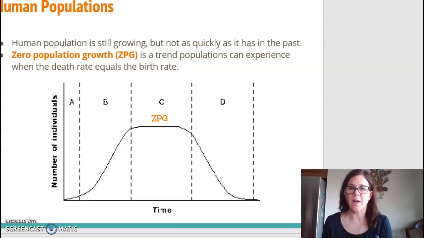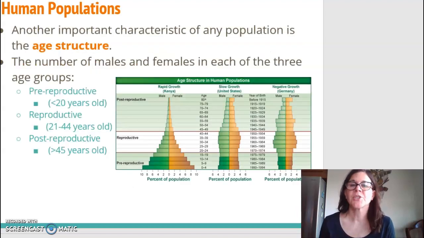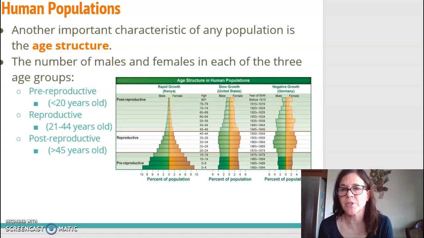So human populations are still growing, but not as quickly as in the past. This is a larger graph showing you the zero population growth area at C when the death rate equals the birth rate. Age structure should also be considered, and you've got rapid growth, slow growth, and negative growth shown in different human populations in different countries.